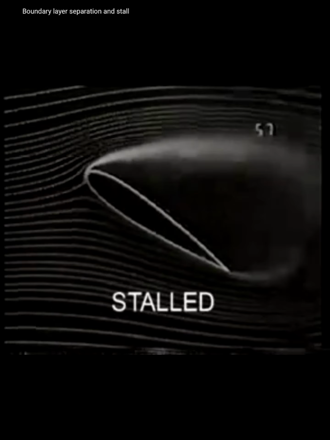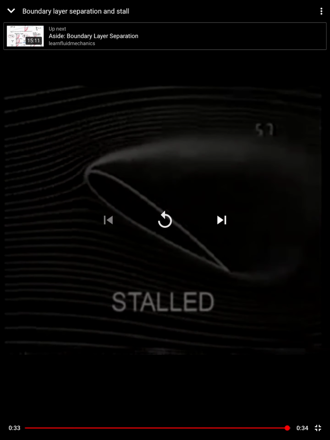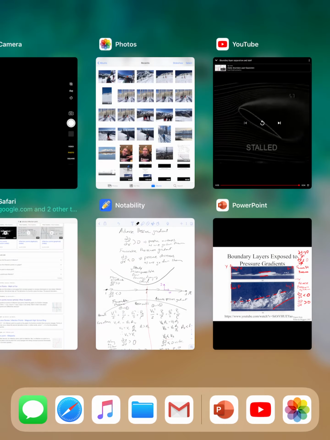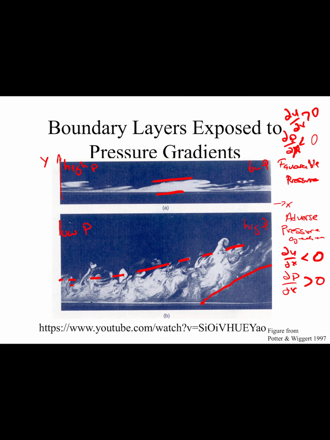and at some point we get a massively stalled situation, and the pressure drops greatly and we have a great pressure differential between the upstream and downstream side. That leads to a drop in lift and obviously a big problem for aircraft, and we will discuss that a little bit later in class. So again, this is our favorable and adverse pressure gradient situation.